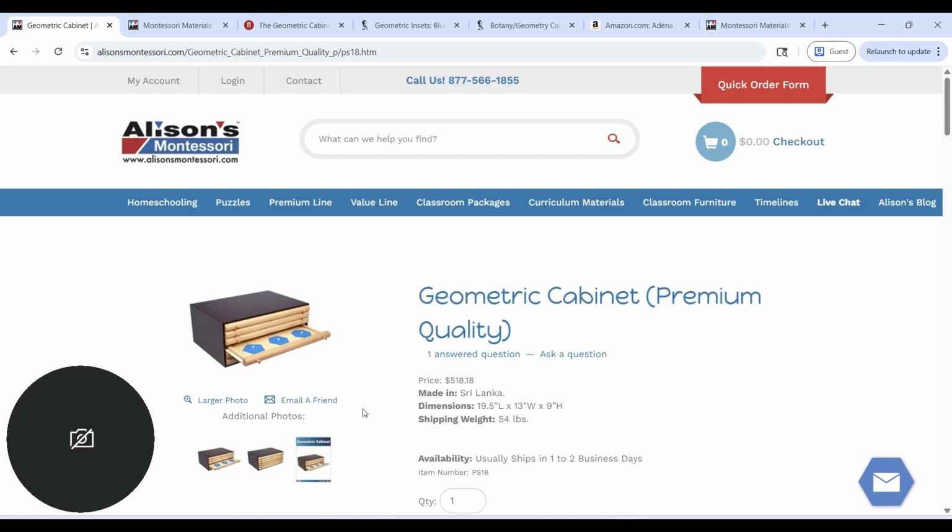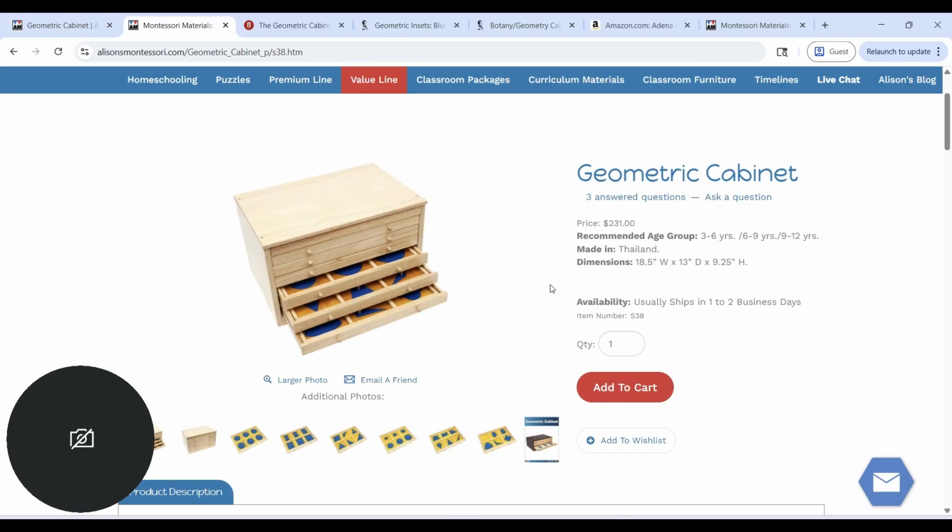The geometry cabinet, or geometric cabinet, has 6 drawers with 35 shapes inset within frames. Alison offers a premium line and a value line. This is their premium geometry cabinet, and it sells for around $500. Alison's value line geometry cabinet sells for around $200. The suggested age range we can see here is from 3 to 12 years old.